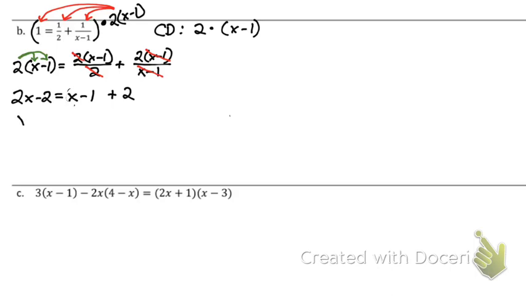So we're going to have x minus 2 on this side. Negative 1 plus 2 would be a positive 1. Add 2 to both sides, and we're going to come up with x equals 3.